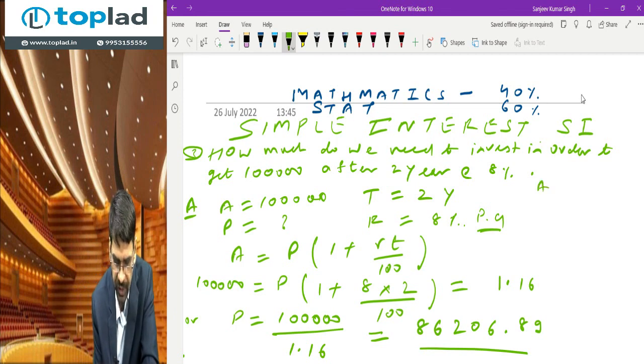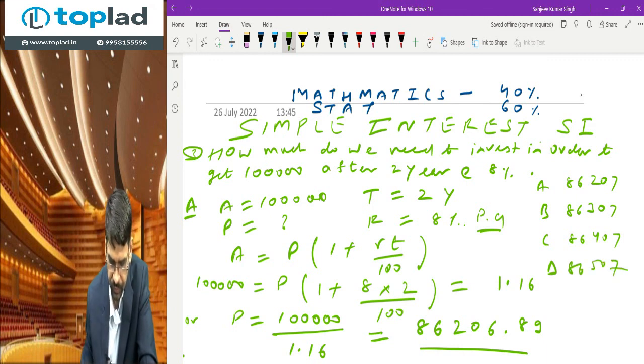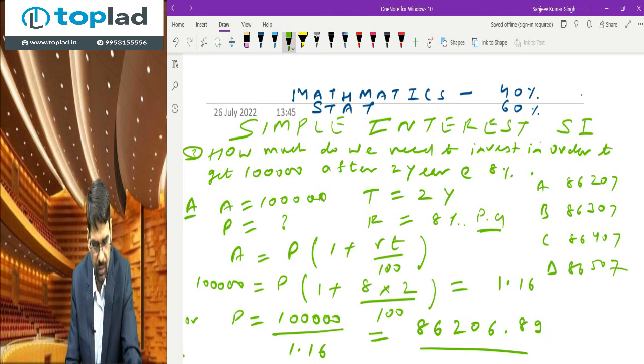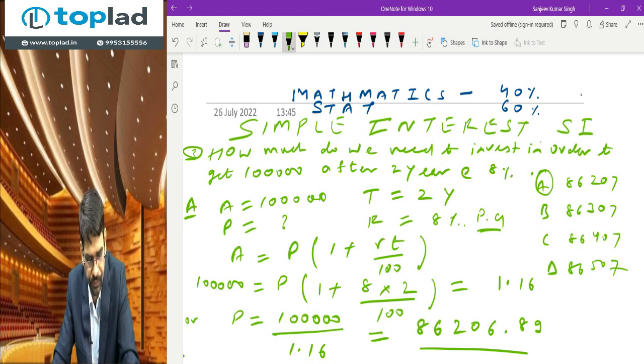You have 4 options: A, B, C, D. 86,207, 86,307, 86,407, 86,507. You see, this is a rounding concept. If the answer is rounded off, so your correct answer is A. A is your correct answer.